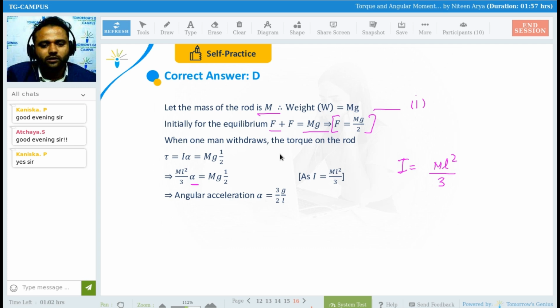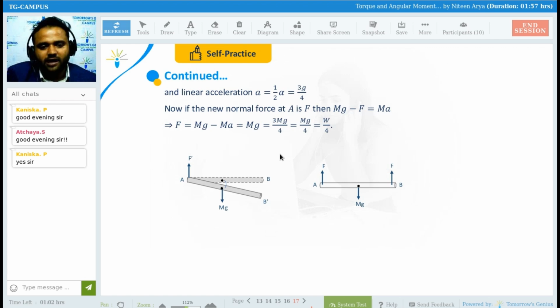So alpha is going to be 3g by 2L. We know this on the next page, where it is written over here: linear acceleration is R into alpha. Here R is going to be L by 2. Why so? Because as you can see on the next page, R here is going to be L by 2. So the linear acceleration is going to be a, which is L by 2 into alpha, so that is basically 3g by 4.